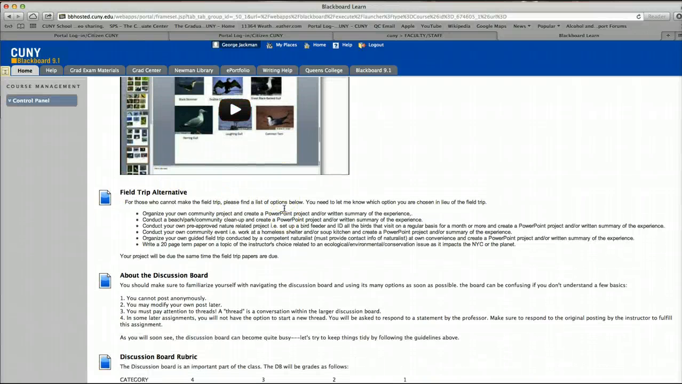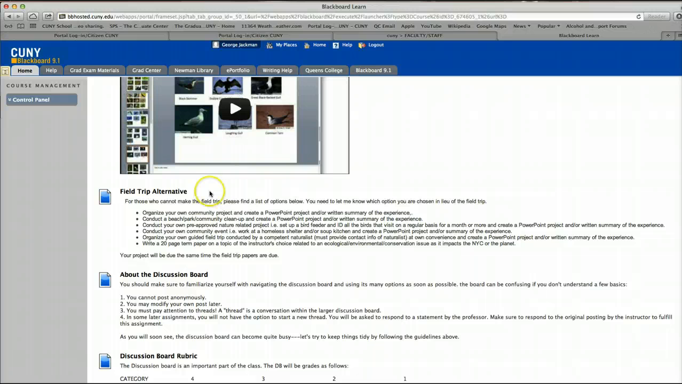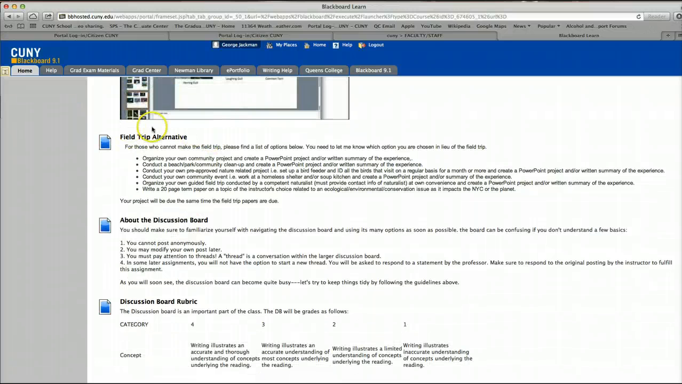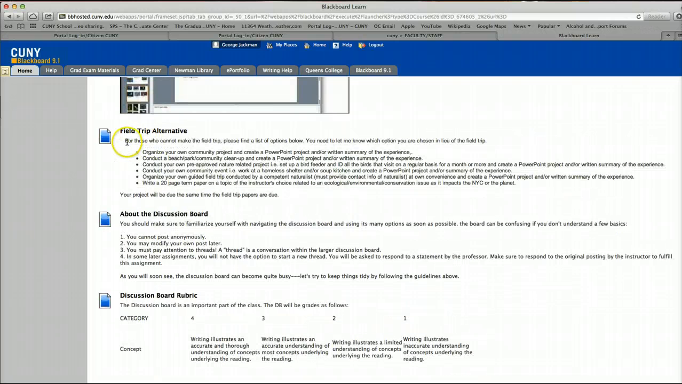Well, in this class, there will be one or two field trips, probably two field trips. You might only be responsible for one. It depends on each instructor. Okay, and so if you cannot make those field trips, you have some alternatives.